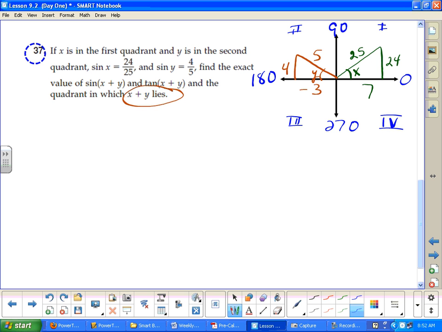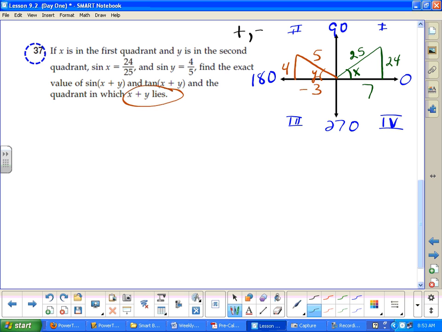Okay? If I take a number between 0 and 90 and a number between 90 and 180, can I get a number in the second quadrant? If I had 95 plus 20, it would be less than 180, wouldn't it? So my answer could be in the second quadrant. In the second quadrant, sine is positive and tangent is negative, right?